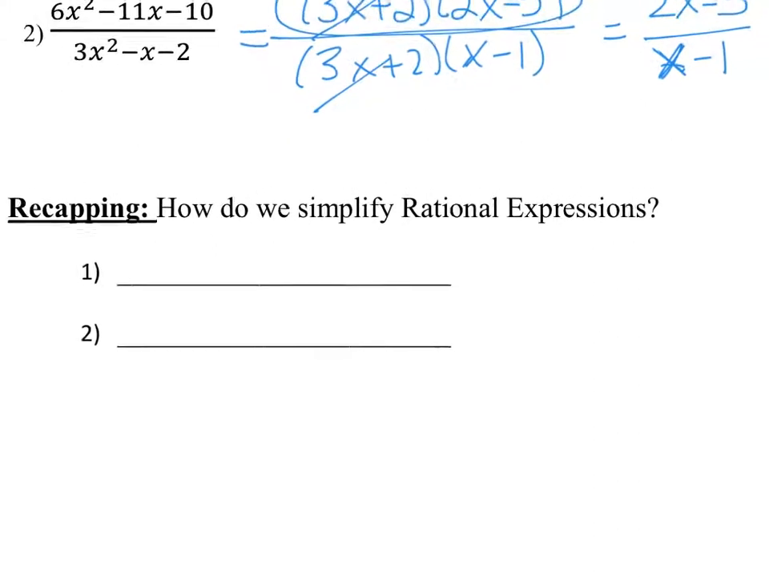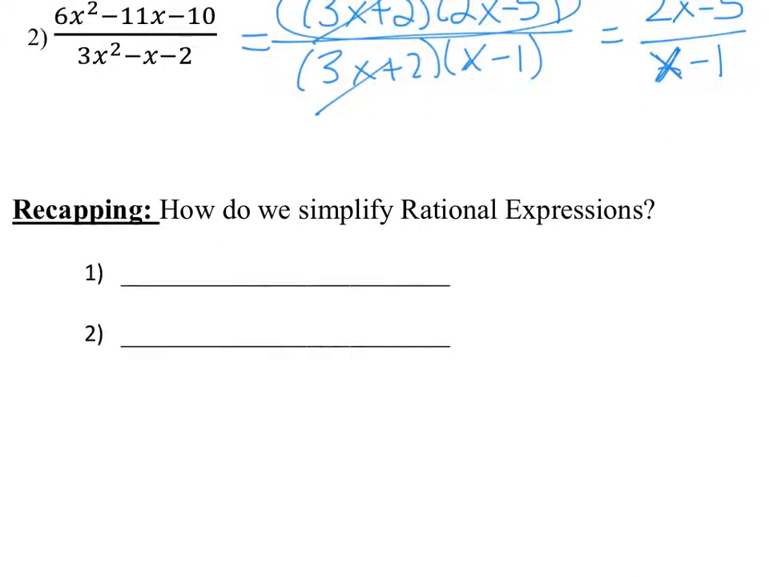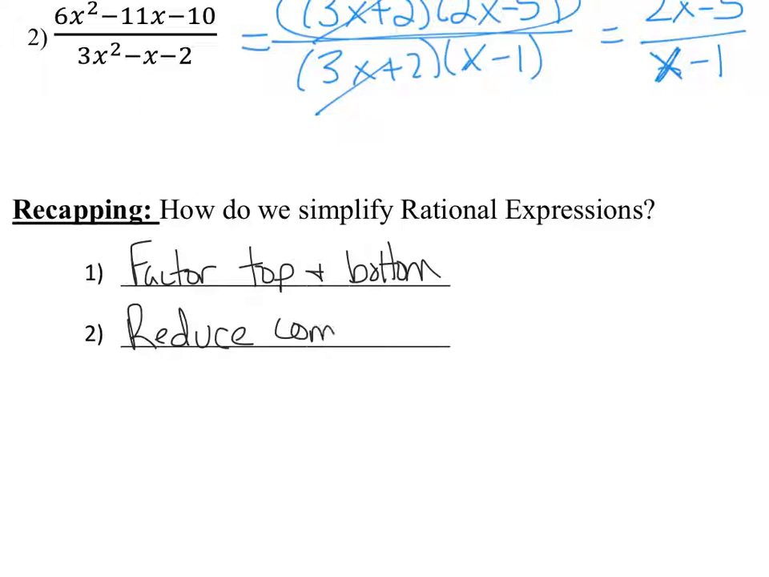So basically how we simplify rational expressions is we factor the numerator and the denominator, or top and bottom. And then we reduce common factors, or we divide, we cancel, however you want to say it to yourself. That's what's happening. So that's it.